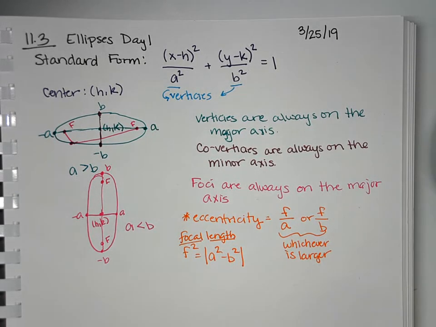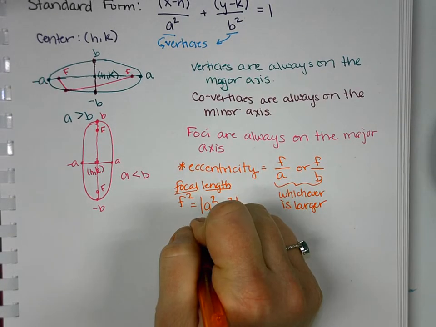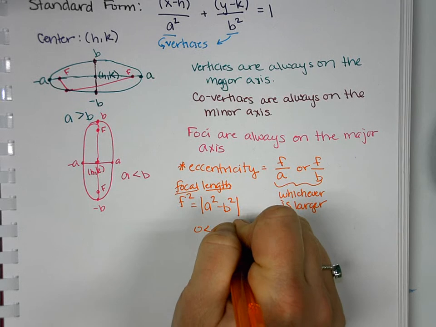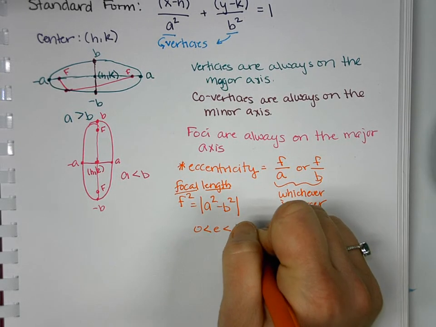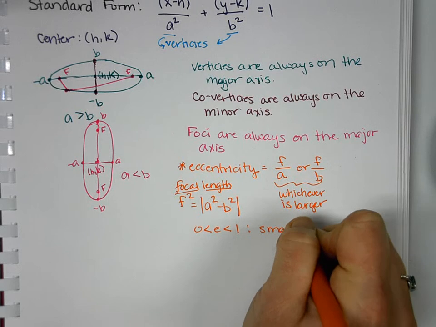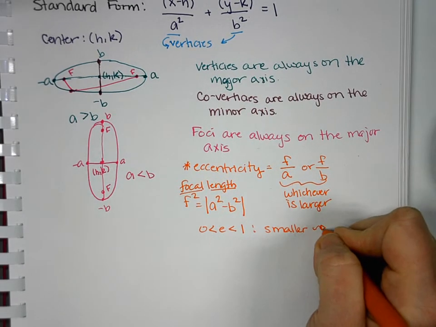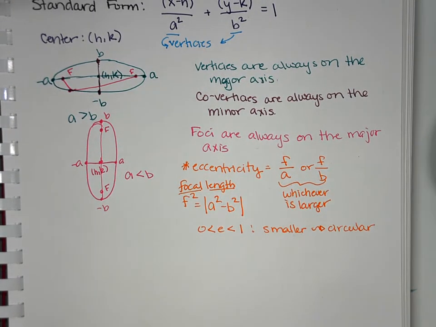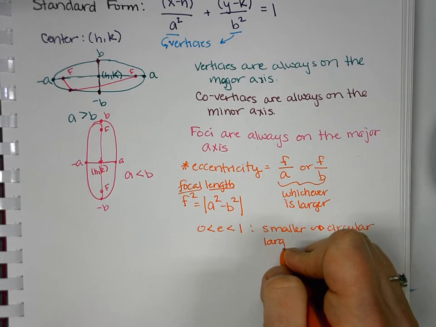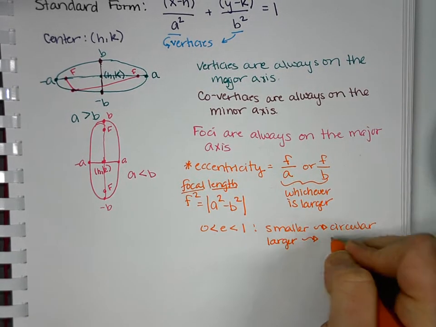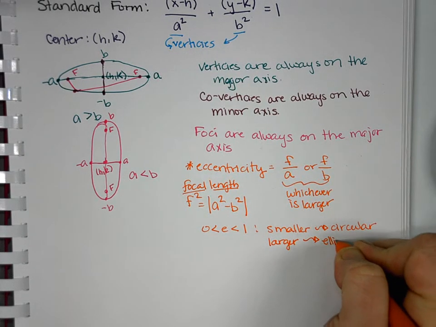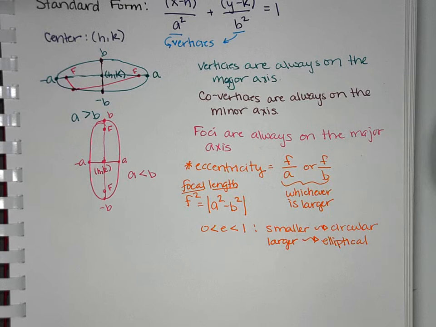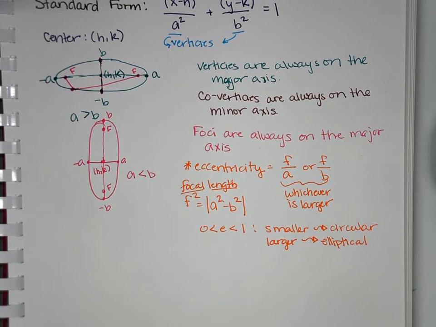Now, how to tell once you actually have this eccentricity value? It's always going to be between 0 and 1. The smaller it is, the more circular your ellipse will be. So the closer to 0, the more circular. The larger, or in other words, the closer to 1, is more elliptical. And so that's just how we use it, to help us determine how circular or how elliptical our shape actually is.